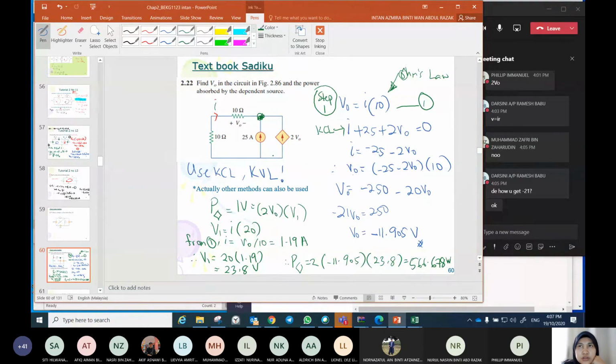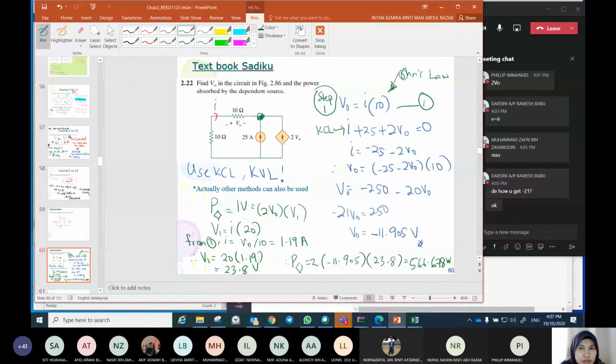If we use the formula of I squared R, we do not have R as well. So we have to use P is equal to IV. What is I? This is I, so I is equal to 2V naught. What is V? We do not have V here, but we know that a parallel circuit has the same voltage. So the voltage drop across this path is equal to the voltage drop across this 20 amp, and also equal to the voltage drop across this.